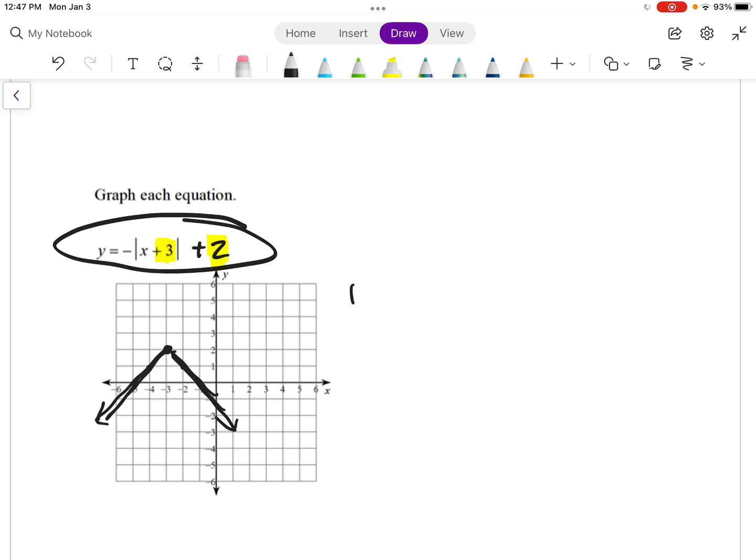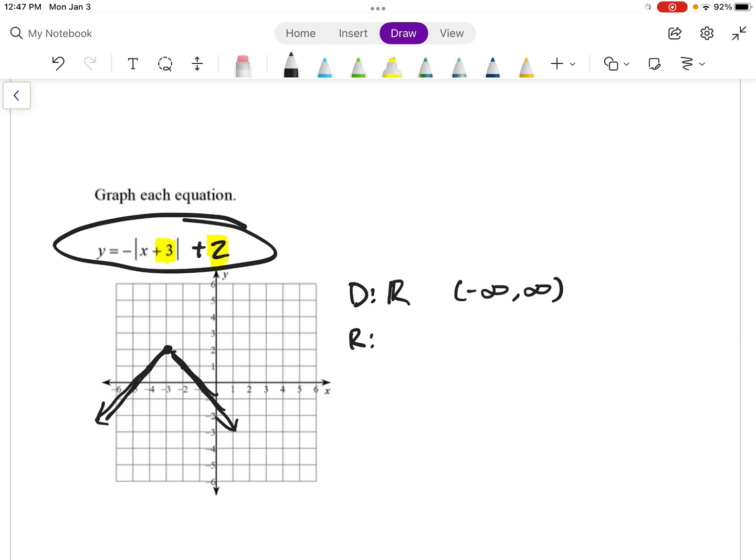Just as a review too, let's find the domain and range really quick. So domain is the x values, so you're looking at how far left and right that graph goes. And it goes forever. So we say the domain is all real numbers. Or if you use interval notation, you say it goes from negative infinity to infinity.